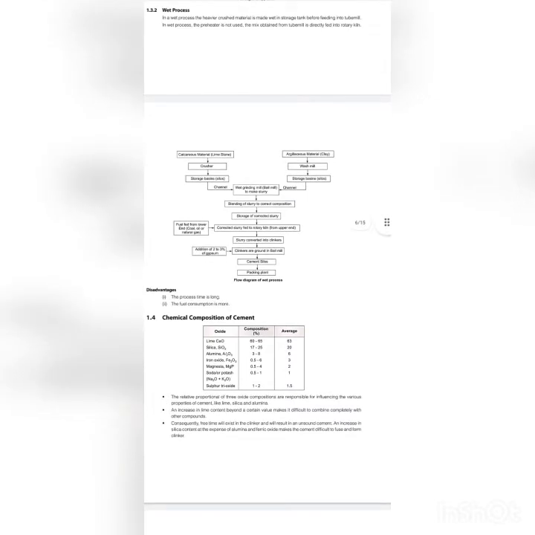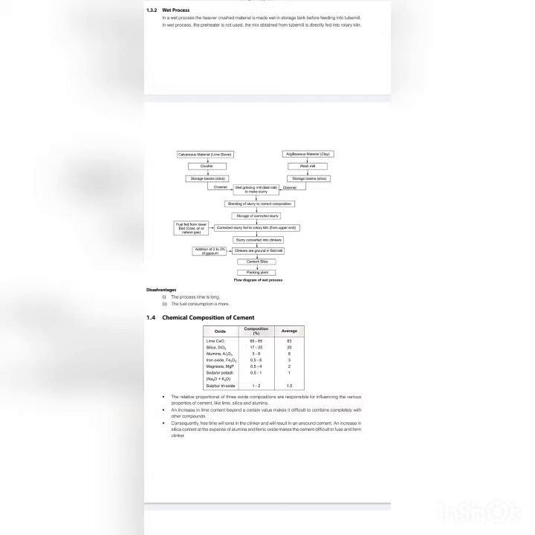Now the wet process. In a wet process, the heavier crushed material is made wet in a storage tank before feeding into the tube mill. In the wet process, the preheater is not used. The mix obtained from the tube mill is directly fed into the rotary kiln. Disadvantages of the wet process: the process time is so long and the fuel consumption is more. Here we can see the flow chart of the wet process.